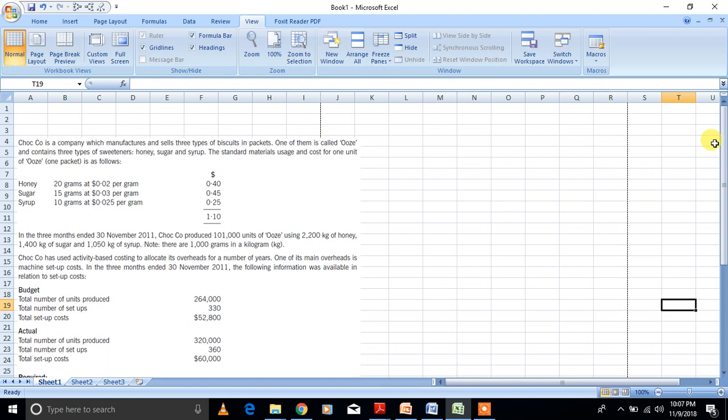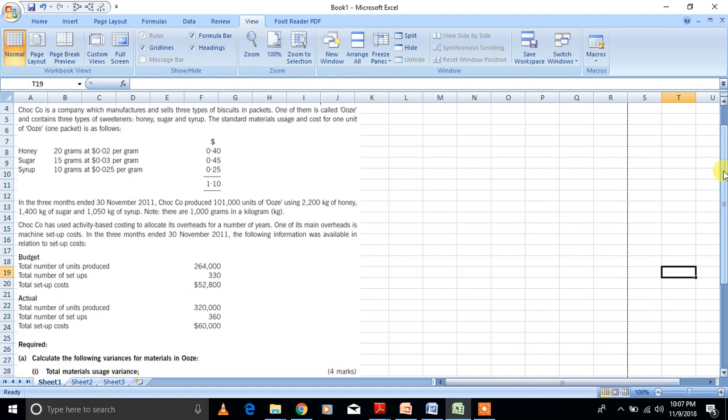Choco has used activity-based costing to allocate its overheads for a number of years. One of its main overheads is machine setup cost. In the 3 months ended 30th November 2011, the following information was available in relation to setup cost. Budget: total number of units produced 264,000, total number of setups 330, total setup cost 52,800. Actual: total number of units produced 320,000, total number of setups 360, total setup cost 60,000.